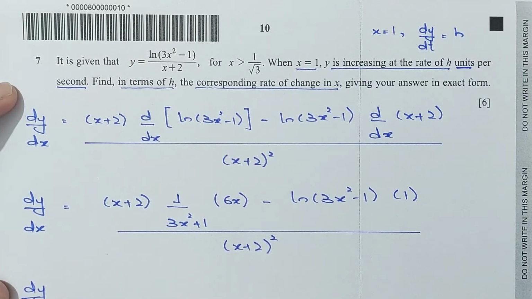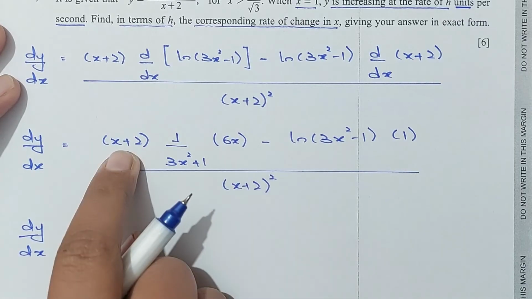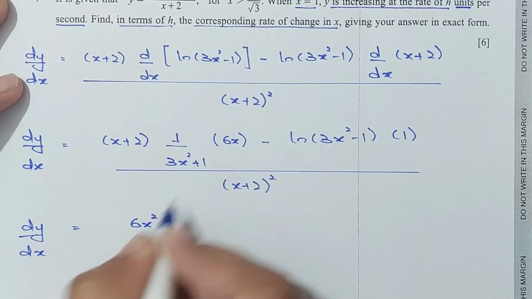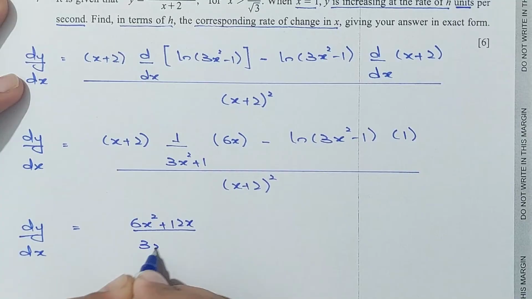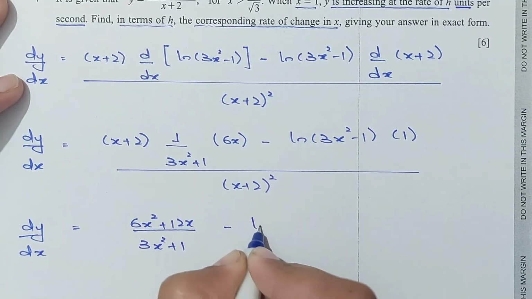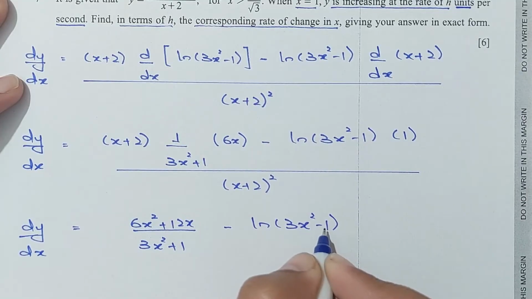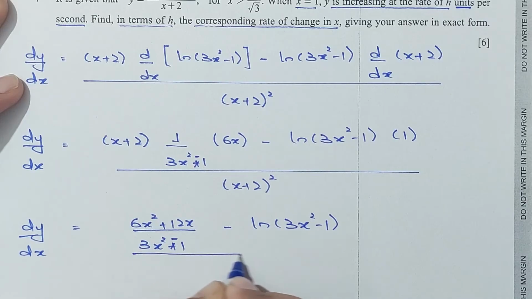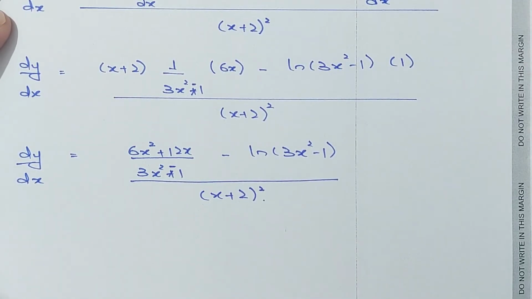Okay, let me simplify this further. We have 6x multiplying with this term, so 6x square and 6 times 2 is 12x, divided by 3x square plus 1, minus ln of 3x square minus 1. It's a minus 1, sorry. Thank God I figured out my mistake so early. Alright, that is the derivative.